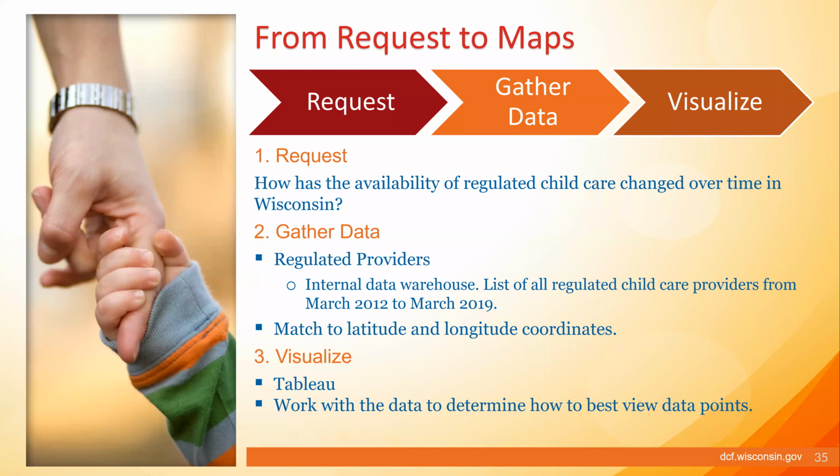Today, I'm going to discuss in detail just one of the mapping activities Wisconsin has done and how we moved through the process of utilizing mapping. There are three main steps. The first step is to identify the data request. For this project, our request was how has the availability of regulated childcare changed over time in Wisconsin? The next step, we gathered the appropriate data. We used administrative data of all regulated childcare providers from March 2012 all the way to March 2019, including the latitude and longitude coordinates for each of our regulated childcare providers.